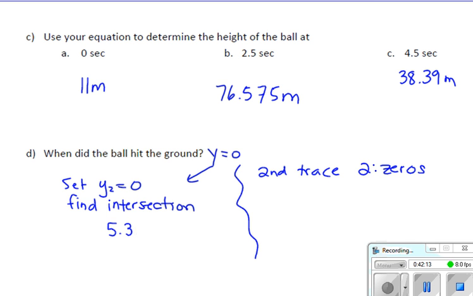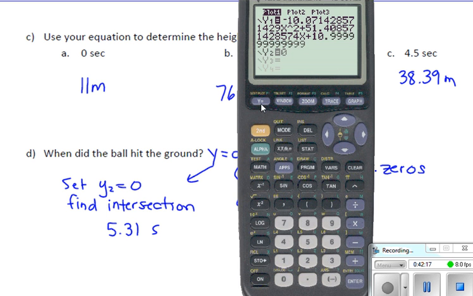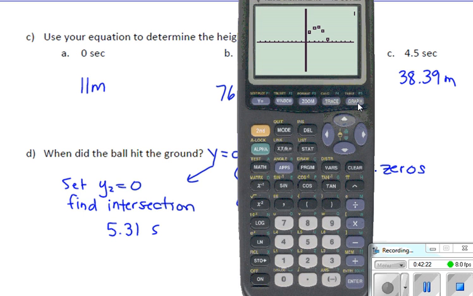Okay? The other way, which is just as valid, is find the 0, right? This is an x-intercept. So second trace, number 2 is 0. Remember we did these last year? We did left side, enter. Did you do these with Mr. Trimble as well? Right side, enter, and then enter. 5.31. Okay? Both the same.